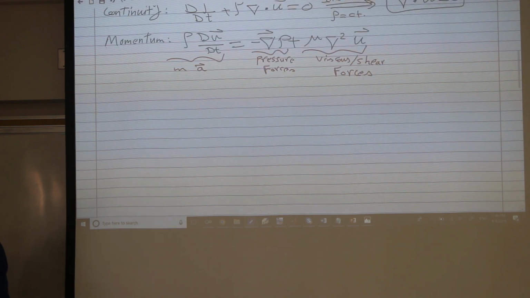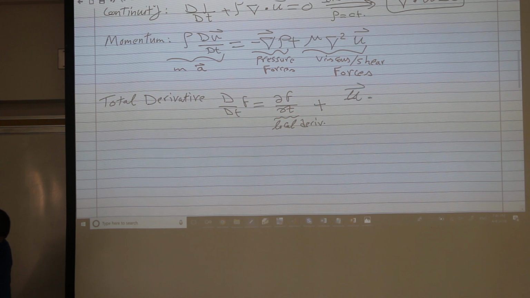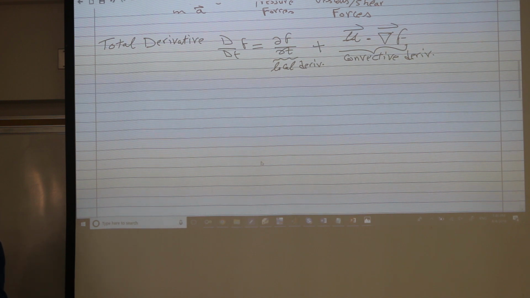So let's see. What is the large D by Dt? This is what we call the total derivative. Let me spend some time with that. The total derivative, D by Dt, of any scalar function f, is simply partial f, partial t, which is what we call the local derivative, plus u dot nabla f, which is what we call the convective derivative. Just to explain this, f can be any scalar function.